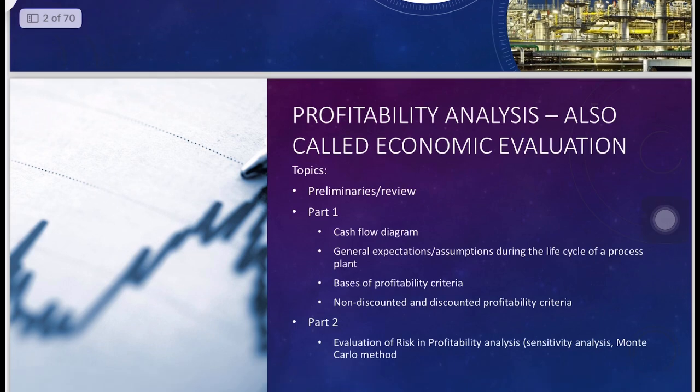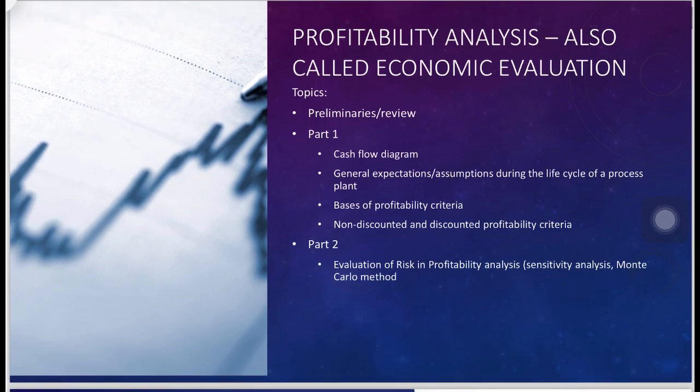So these are the topics that we are going to discuss today. We have the preliminaries, and then we will discuss cash flow diagrams, general expectations or assumptions during the life cycle of a process plant, the basis of profitability criteria, the non-discounted and discounted profitability criteria, and then the risk evaluations, particularly the sensitivity analysis and the Monte Carlo method.